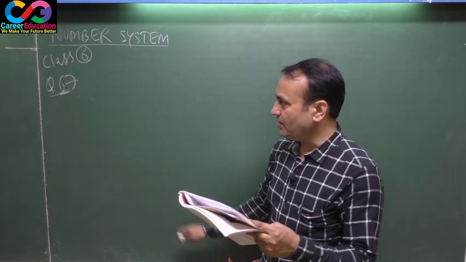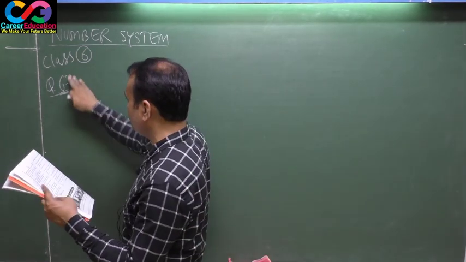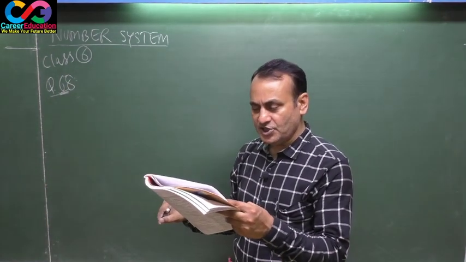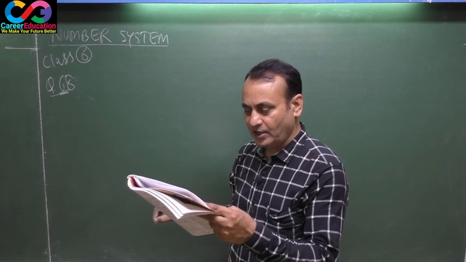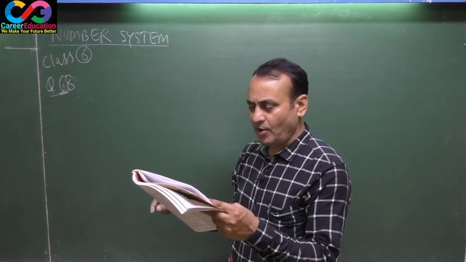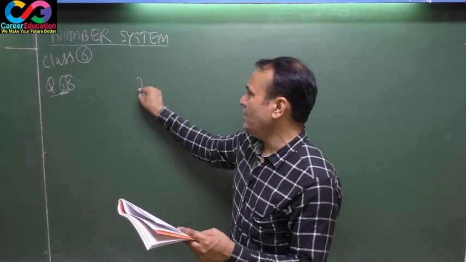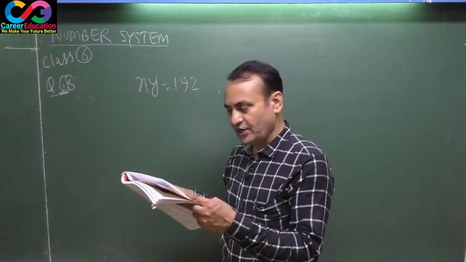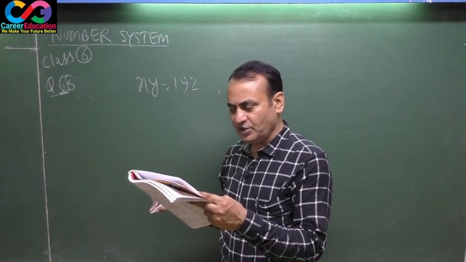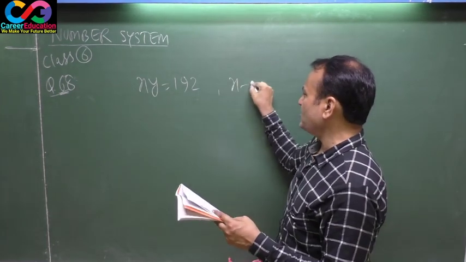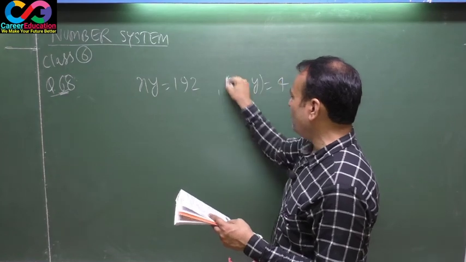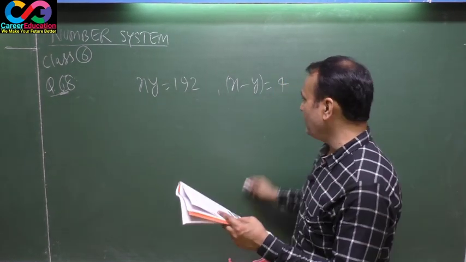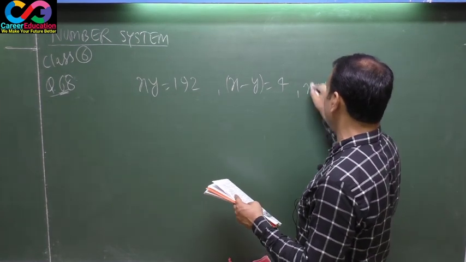Now, question number 68. See here, the product of two numbers is 192 and the difference between the numbers is 4. What will be the sum of the numbers? That means the question says x into y equals 192, and the difference between the numbers is 4. That means x minus y equals 4. These two equations are given here. You have to point out the sum of the numbers, meaning x plus y.